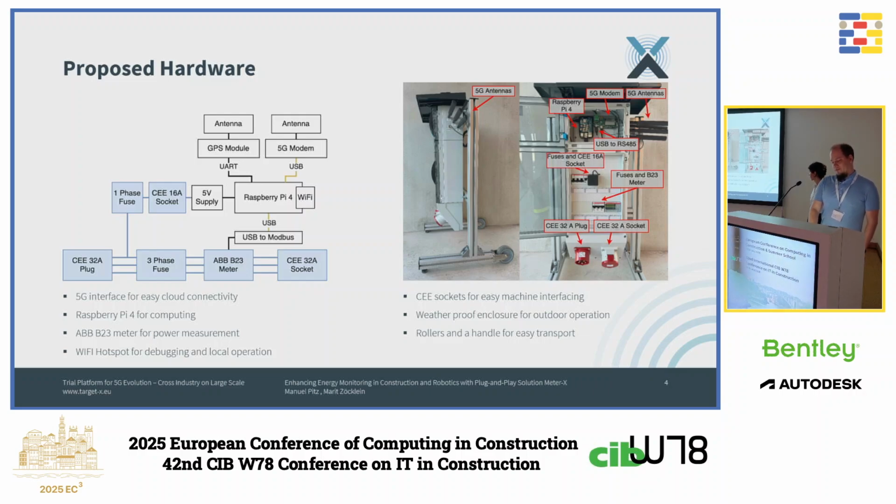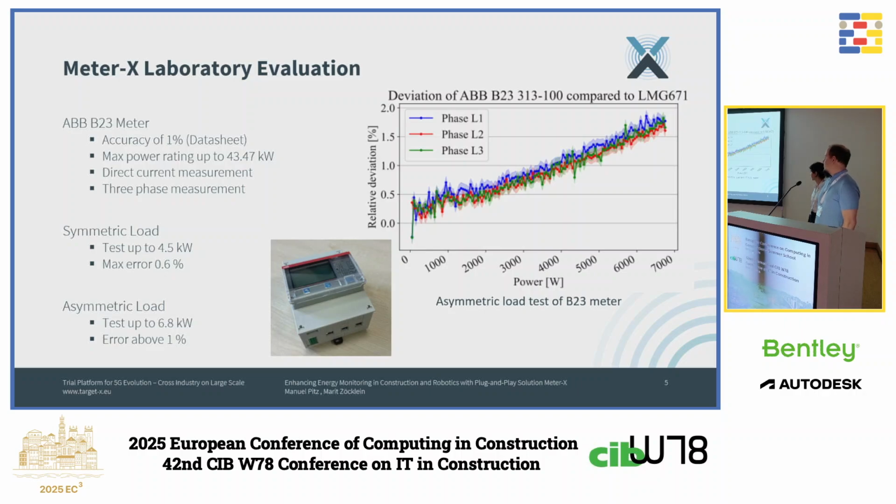I already started to talk about this metering device. We are using off-the-shelf hardware for that: the ABB B23 three-phase meter device. You see a picture of it here on the bottom. Based on the data sheet, it has an accuracy of around 1%.